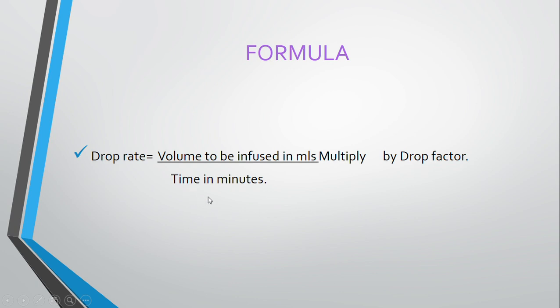What is important is to remember the formula. The drops is the volume to be infused, the amount of fluid we want to administer to the patient, multiplied by the drop factor and divided by the time to be administered. If it's in an hour or in 2 hours, this time should be converted to minutes. So this is about the formula.